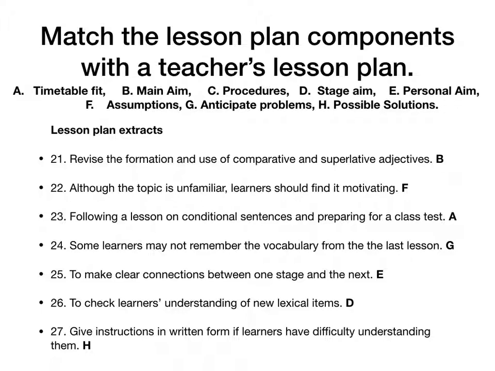So one of the things that we need to think about for the Module 2 test is we have to look for clues inside the words in order to figure out which of the components they're looking for. So in 21, it says revise the formation and use of comparative and superlative adjectives. Well, that's a main aim. That talks about what they're going to be studying during that class.